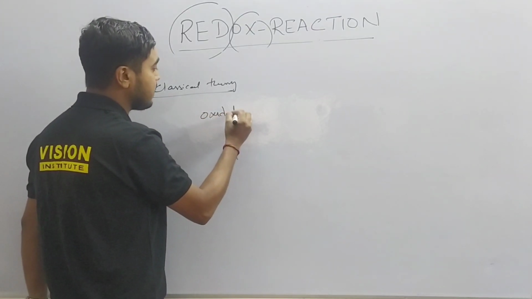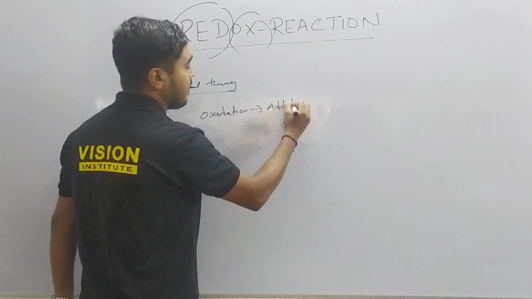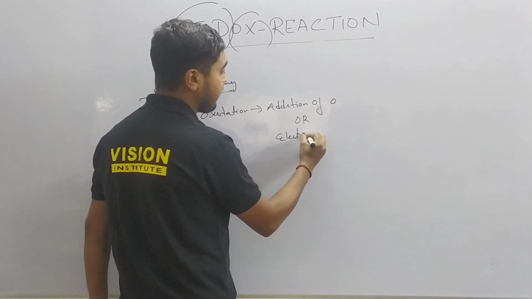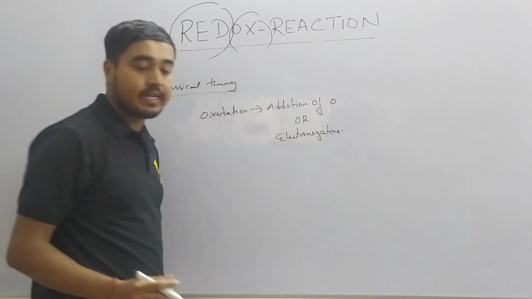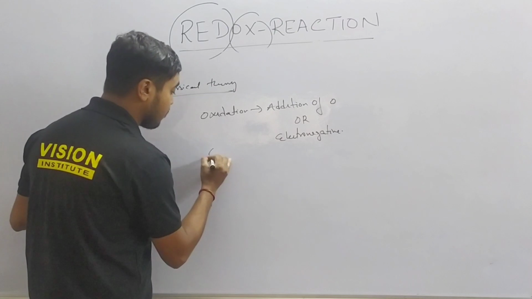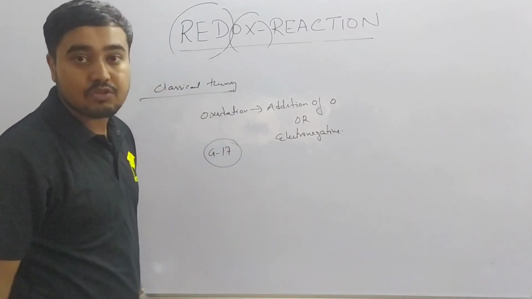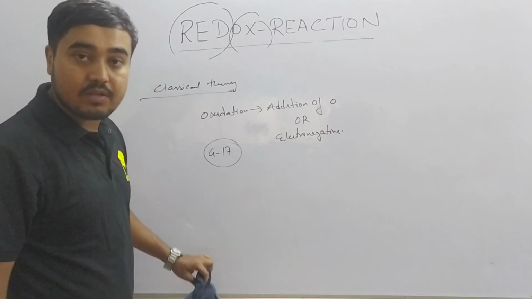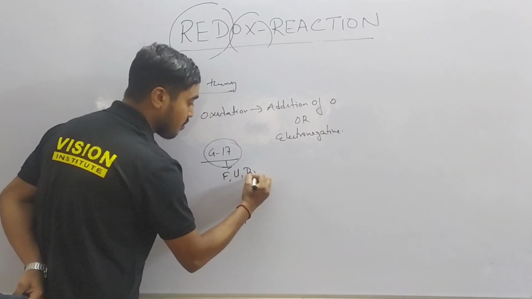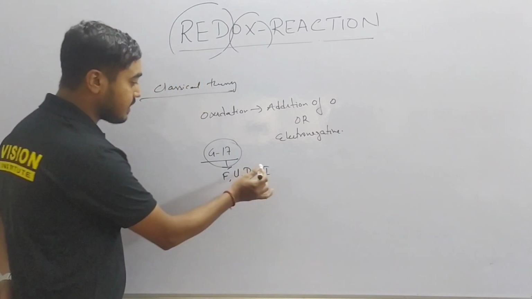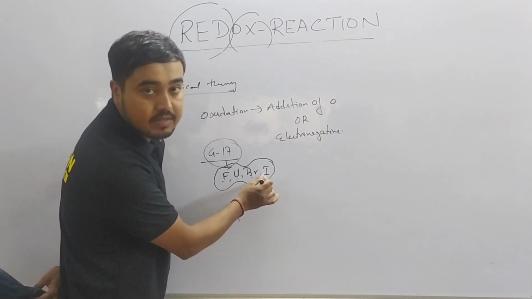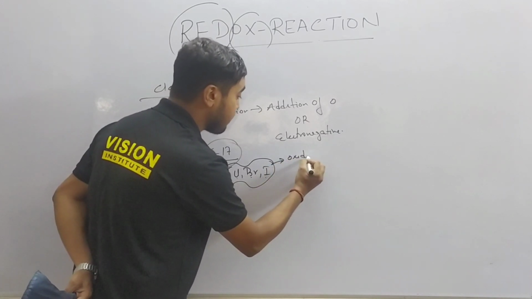oxidation, as I told you, is nothing but addition of oxygen or electronegative groups. Now when we talk about electronegative groups in the periodic table, the most electronegative group is group number 17. Group 17 elements are fluorine, chlorine, bromine and iodine. So if there is an addition of an electronegative group, that is fluorine, chlorine, bromine or iodine in the reaction, that means there is oxidation happening in that reaction.